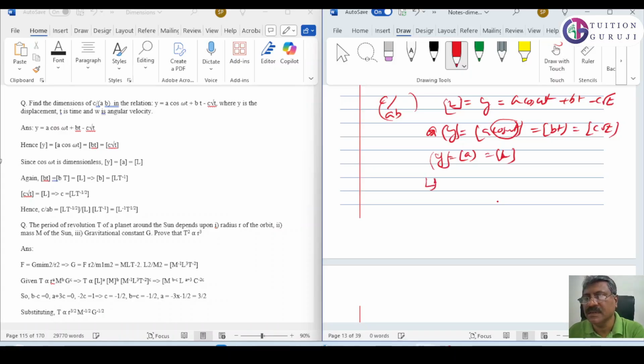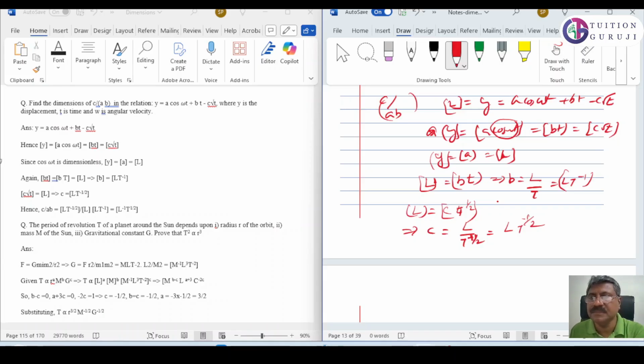Again, L is equal to bt, which implies b is equal to L by t, which is L t raised to minus 1. Again, L is equal to c t raised to half, which implies c is equal to L divided by t raised to half, which is L t raised to minus half.